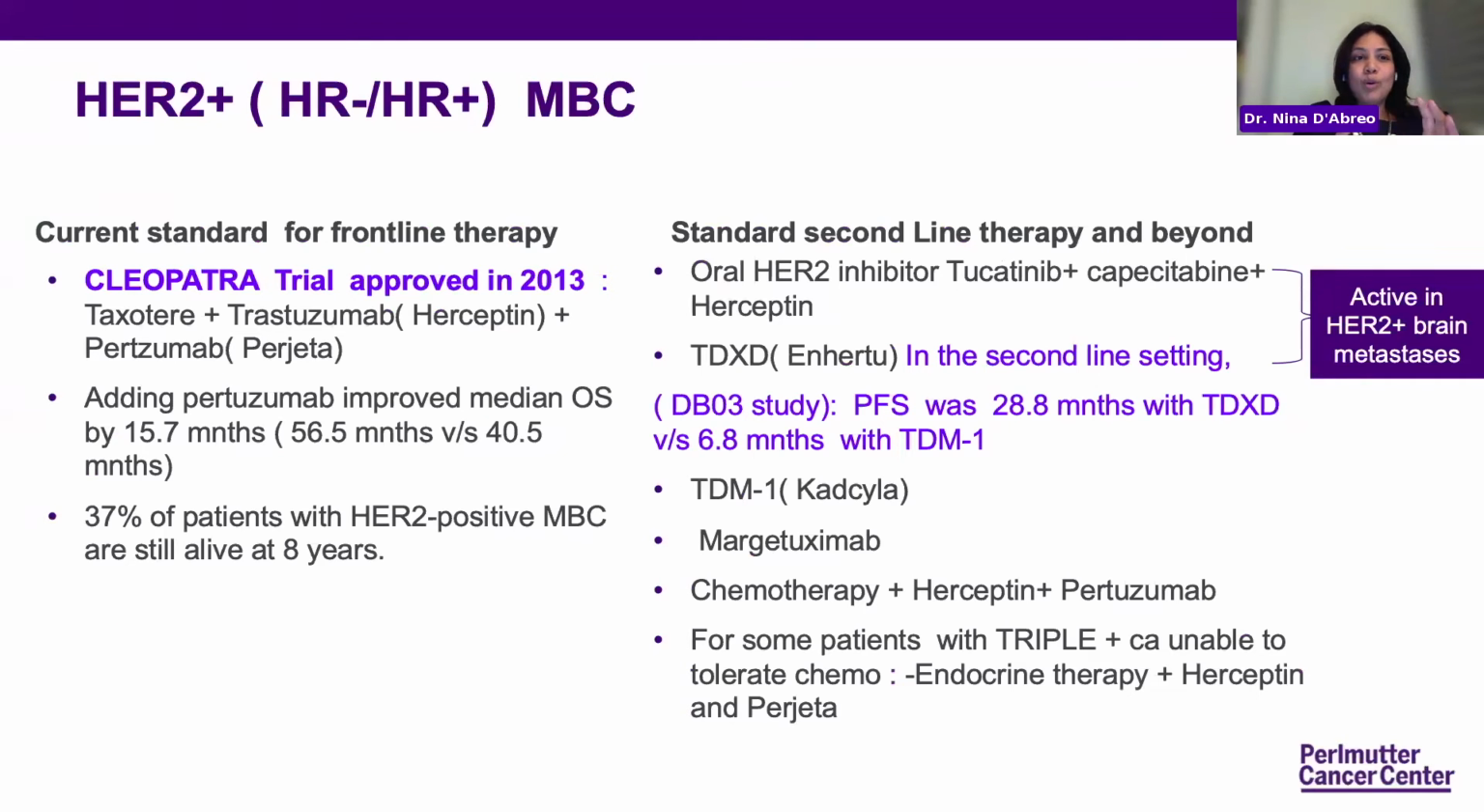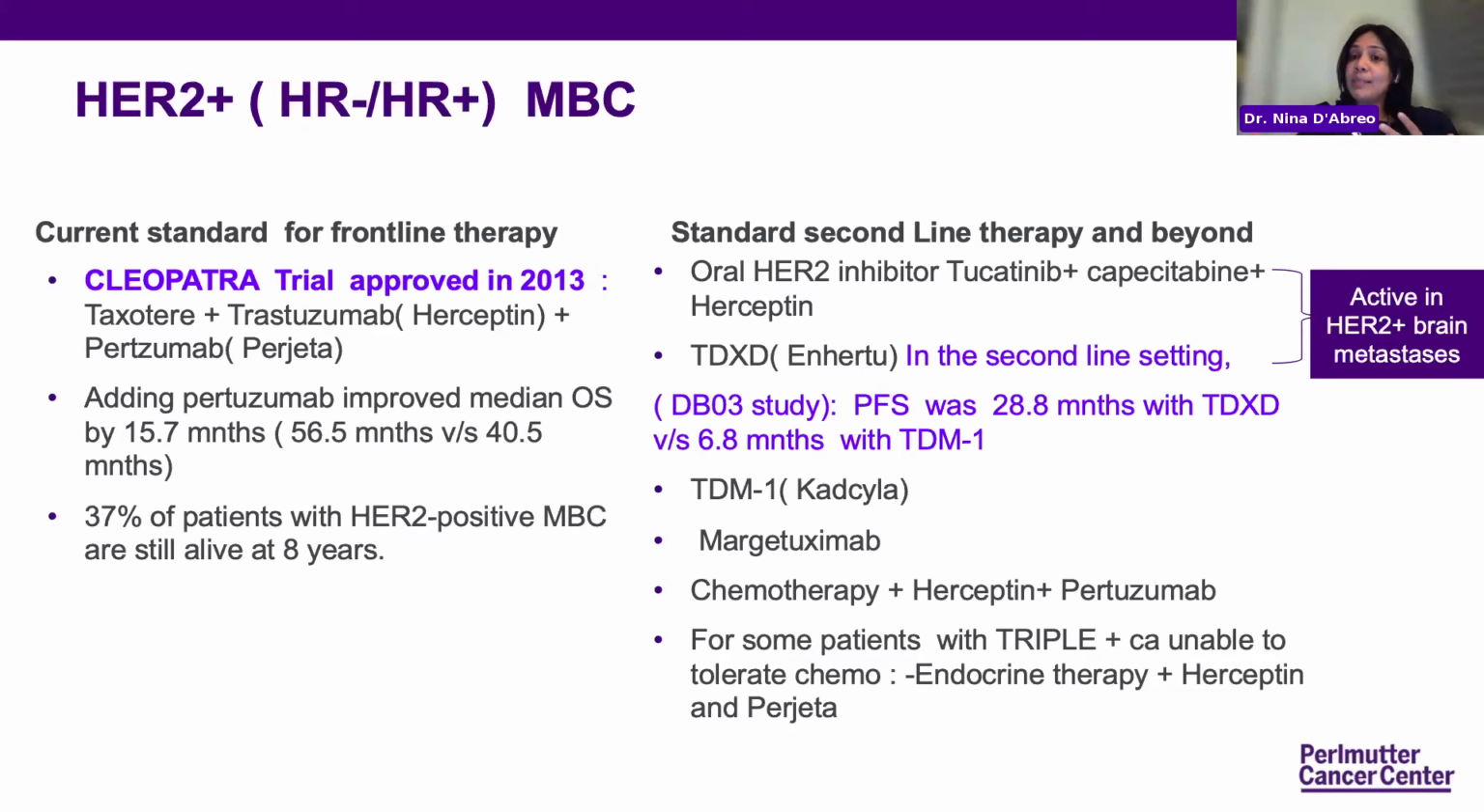Moving on to hormone positive or negative HER2 positive breast cancer, again, a different class of drugs. Here, we're trying to block the HER2 receptor. And right from 2013, our standard of care has been using a single chemo called Taxotere in combination with 2 HER2 blocking antibodies, non-chemo drugs called Herceptin and Perjeta. And using that, we've seen that 37% of patients with HER2 positive metastatic or stage 4 breast cancer were still alive at 8 years.